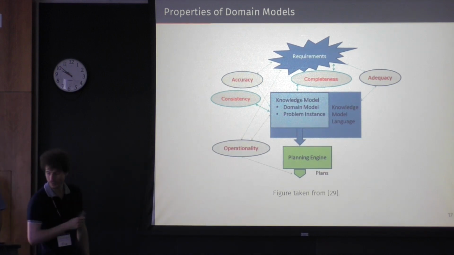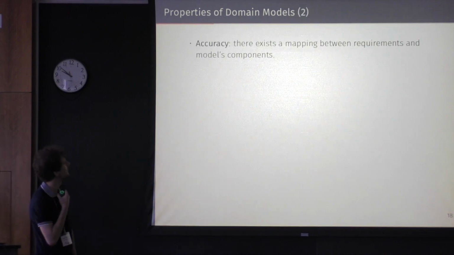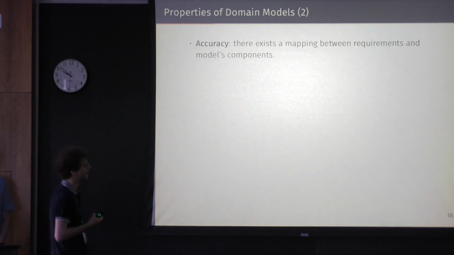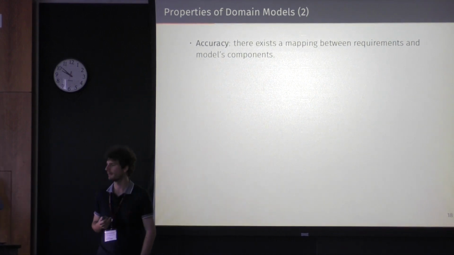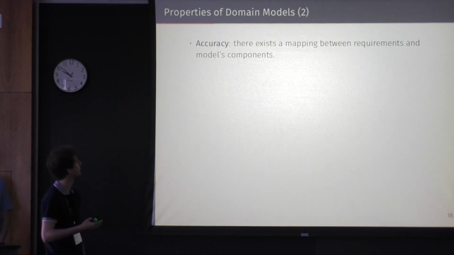But now let's check one after the other these properties. So the first one is the accuracy, which is basically checking that there exists a mapping between the requirements and the model's components.